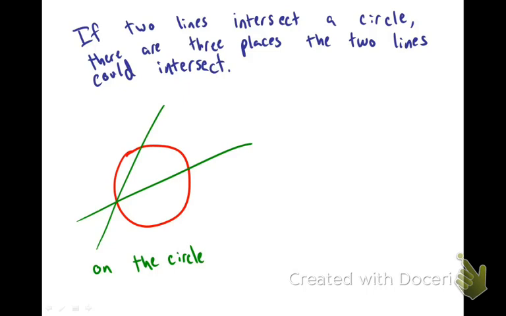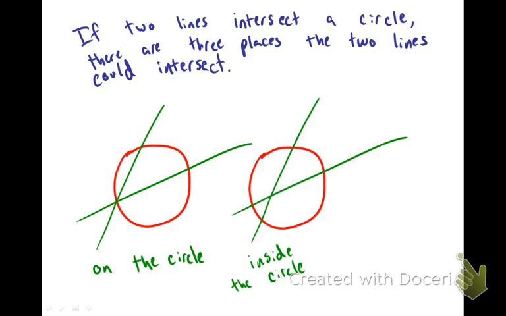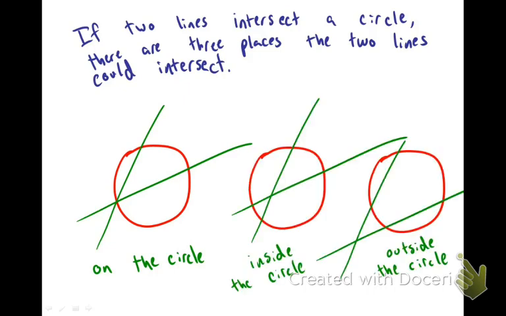Here we have two lines intersecting and it's on the circle. Here we have two lines intersecting, it's inside the circle. Here we have two lines intersecting, the angle's outside the circle. So that's really the three choices we can have. Now we said central angle is the same as inside the circle.